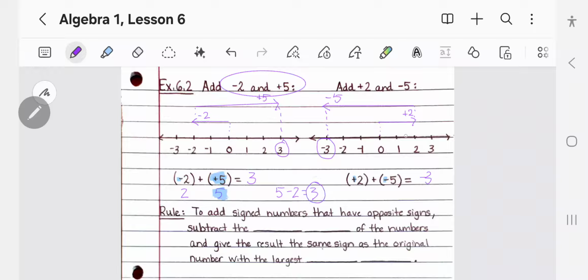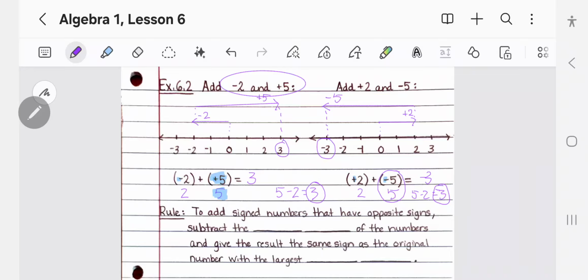But if you look at this example over here, absolute value of positive 2 is 2. Absolute value of negative 5 is 5. Let's subtract those. 5 minus 2 is 3. But why is it negative? Well, that's because the largest absolute value is 5, and it was originally negative. So we went more in the negative direction. So our answer is going to be negative 3.